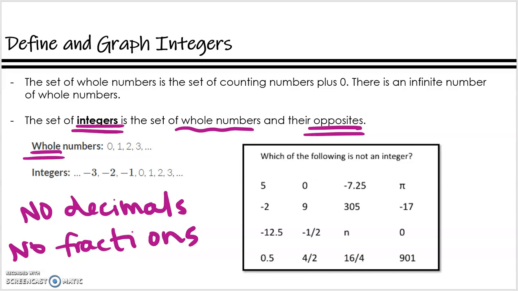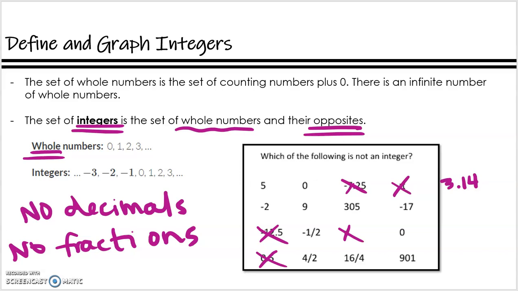So which of the following is not an integer? Well, remember, no decimals. Any other decimals? There's one. Okay. A variable. We don't want any letters right now. Pi, you probably know this. Pi is a never-ending number, but a lot of people just say that pi is 3.14. So pi is not a whole number, therefore it is not an integer.